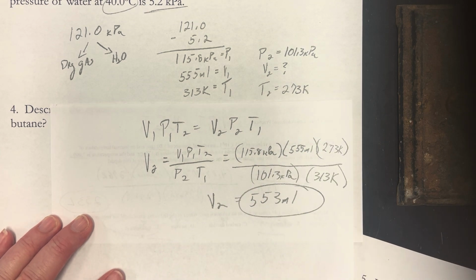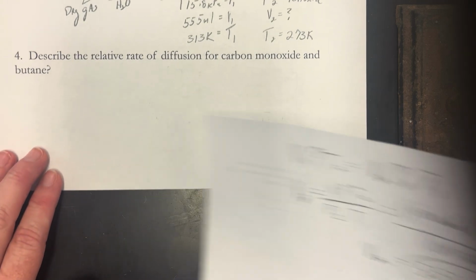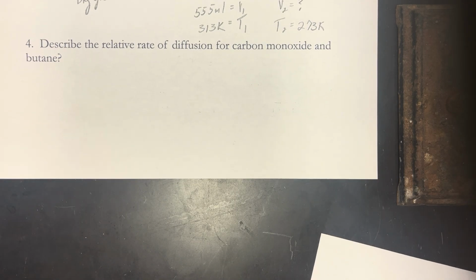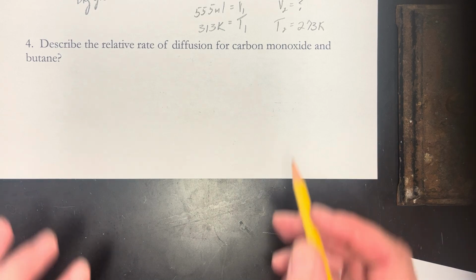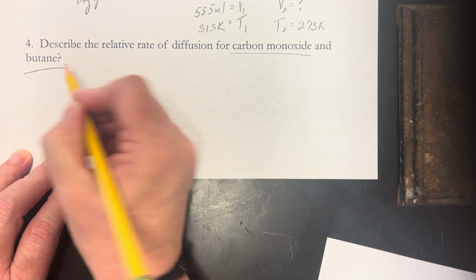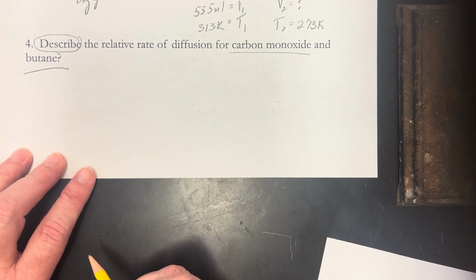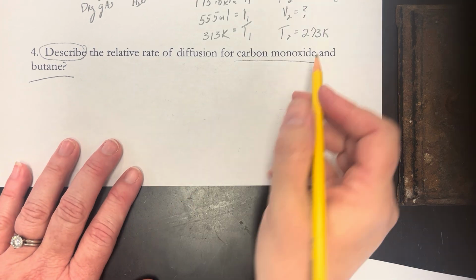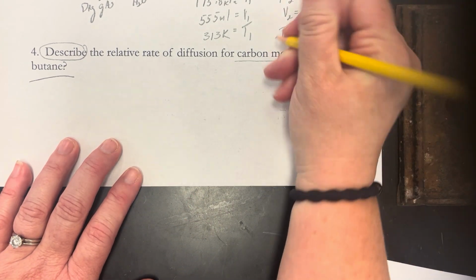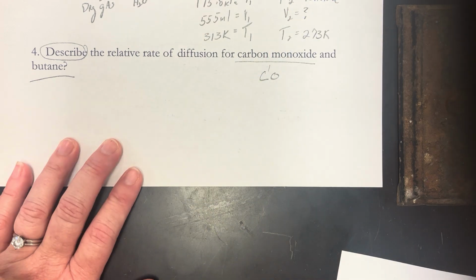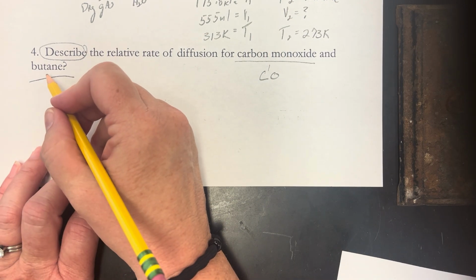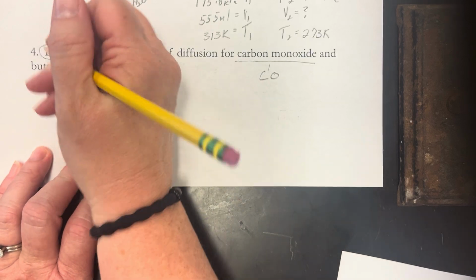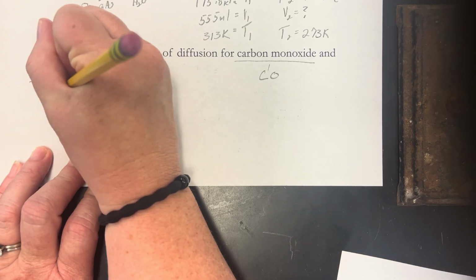Okay, all right, so let's move over to number 4. Let's take a look. Describe the relative rate of diffusion for carbon monoxide and butane. When I say to describe, you do have to answer this in a sentence, but first you have to do the math to do it. So obviously first you need to know what these two are. Carbon monoxide is CO. Butane from our organic unit, but is 4, and it is just a simple alkane, so C4H10.